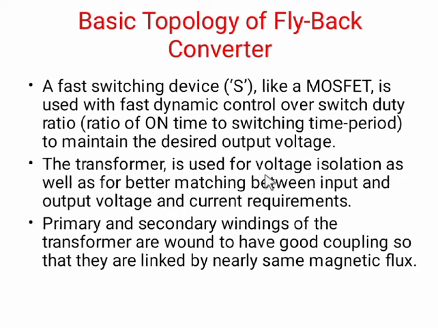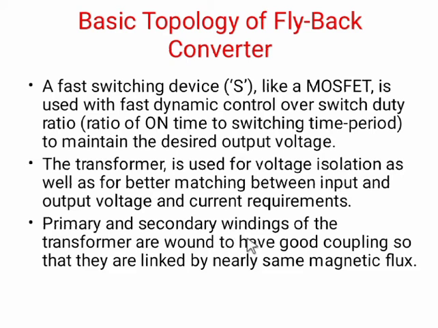The transformer is used for voltage isolation as well as better matching between the input and output voltage and current requirements. As we all know, the transformer provides isolation. That means the two windings of the transformer are not connected electrically. They are connected magnetically. So there is no physical connection between the primary winding and secondary winding. It is magnetically coupled, so it provides isolation between the primary winding and secondary winding.